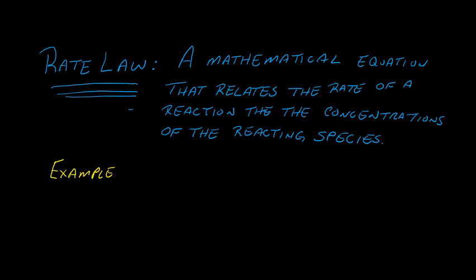of this, you see a lot of these in the textbook. An example would look something like this. Rate equals k times the concentration of A, where A is the concentration of one of the reactants. And this k is called the rate constant.